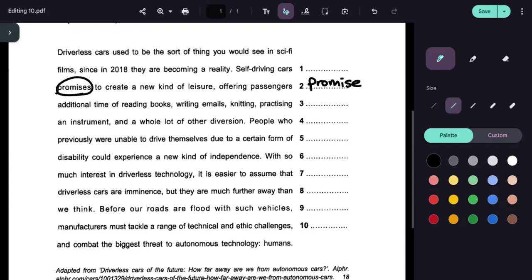"To create a kind of leisure, offering passengers additional time of reading books, writing emails, knitting, practicing an instrument, and a whole lot of other diversions."